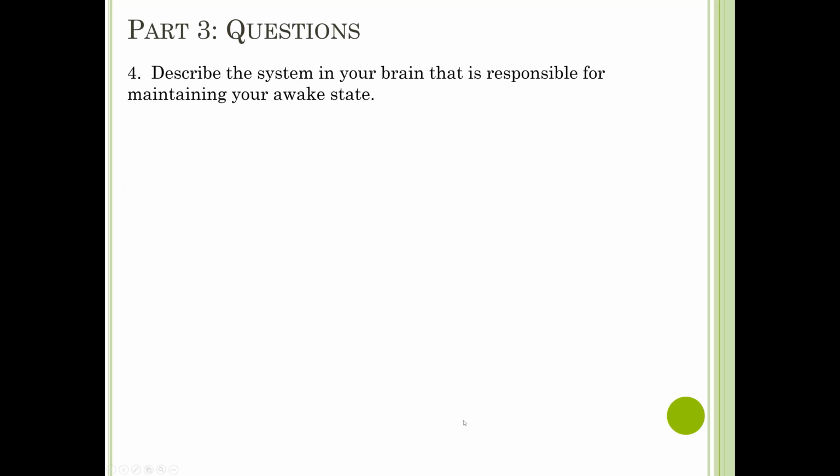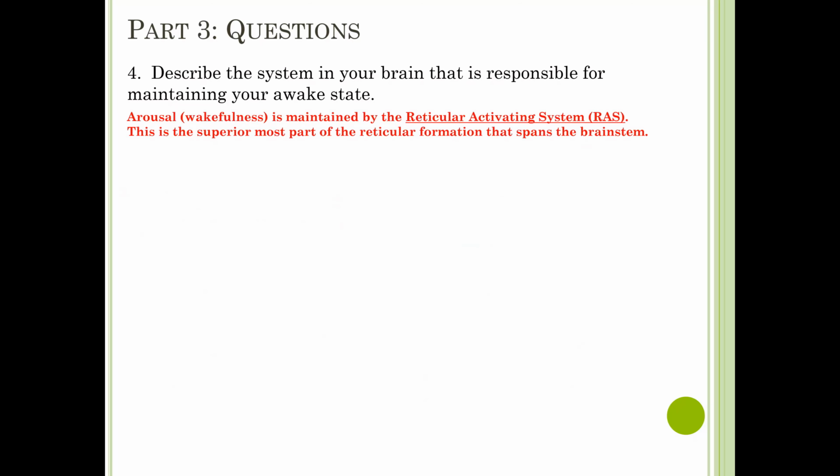Number 4, describe the system in your brain that is responsible for maintaining your awake state. So arousal or wakefulness is maintained by the reticular activating system, or RAS, and this is the superiormost part of the reticular formation that spans the brainstem. So remember, the reticular formation spans throughout the medulla oblongata, the pons, and the midbrain, and then the RAS sits at the very top in the midbrain. So the RAS sends signals out to the thalamus and the cortex to keep us awake.